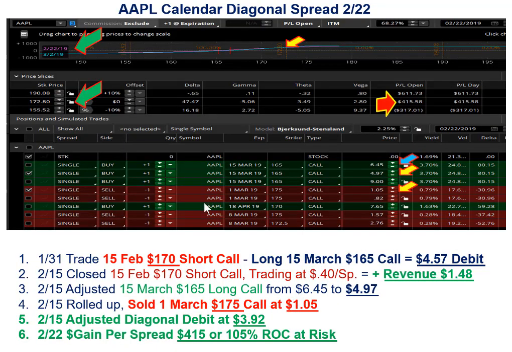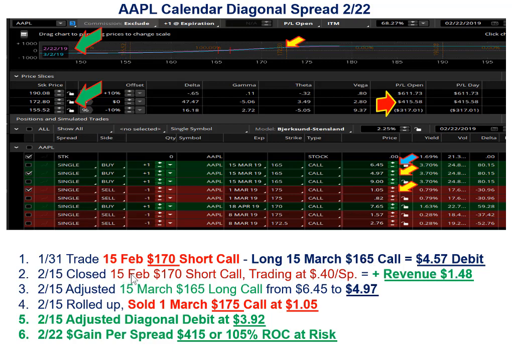But the other great part of the strategy is that if you decide you want to see a little bit more directional push and you want to take advantage of it, we can adjust the trade to put us in a position where we can take a bigger move, or take a bigger slice of the pie to the upside in this situation. So what we did, on the 31st we'd sold the 15 Feb 170 call short, and remember we were long the 15 March 165 call, so we're in at $457.